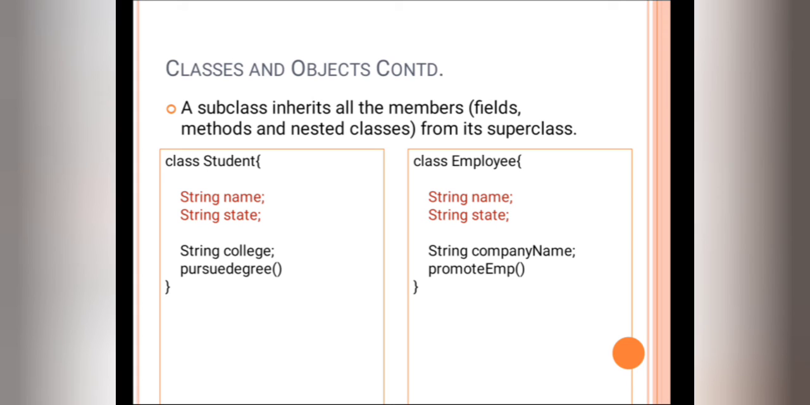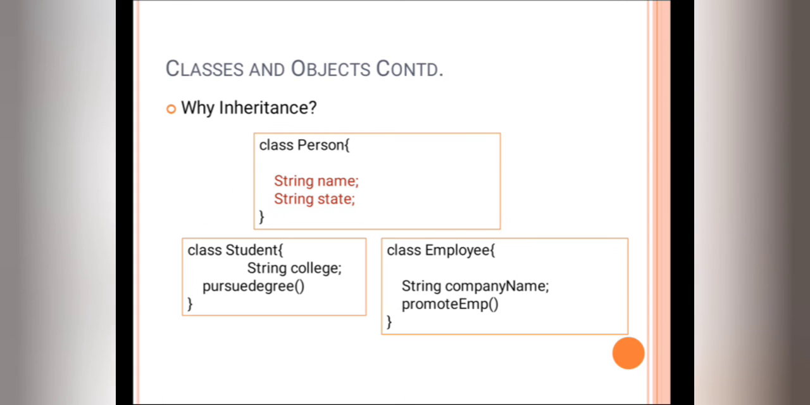So if we use inheritance for the classes student and employee, then we can consider one superclass, class person, which has the attributes name and state. We will derive class student and employee from class person. So here we have the superclass person, and the subclasses are student and employee.